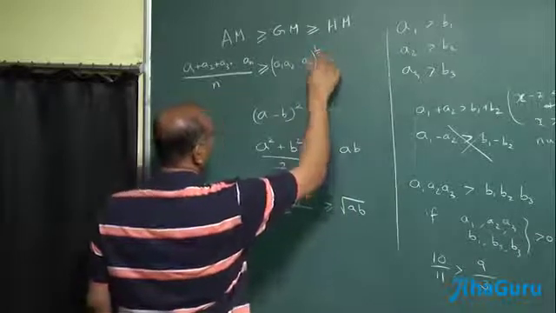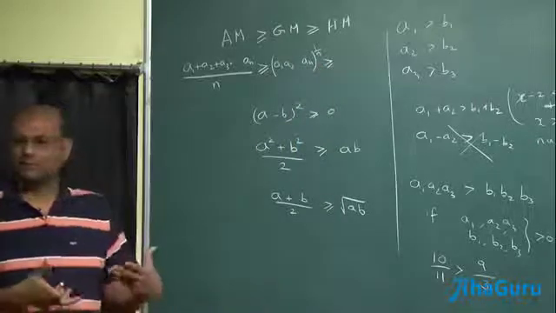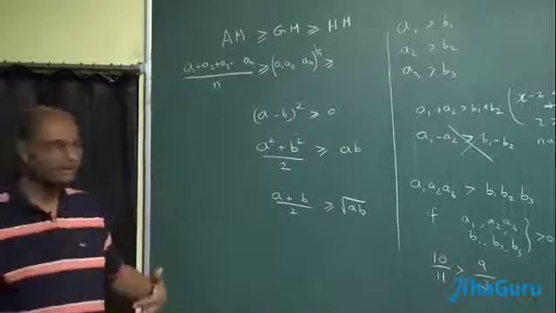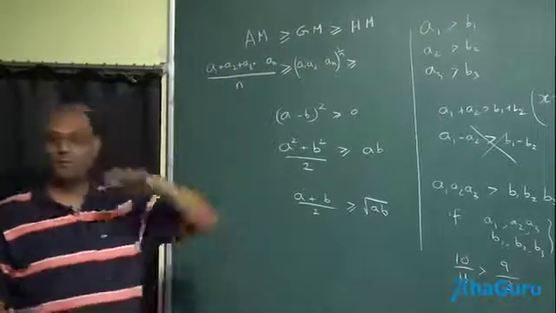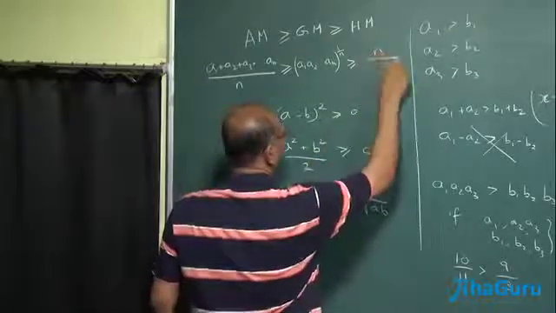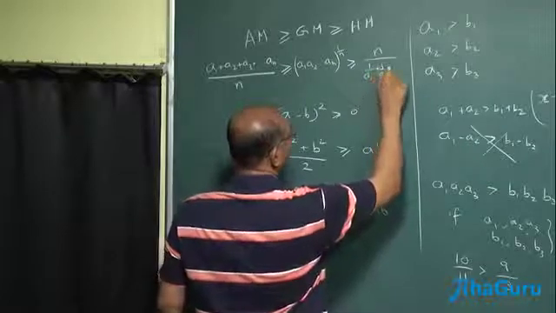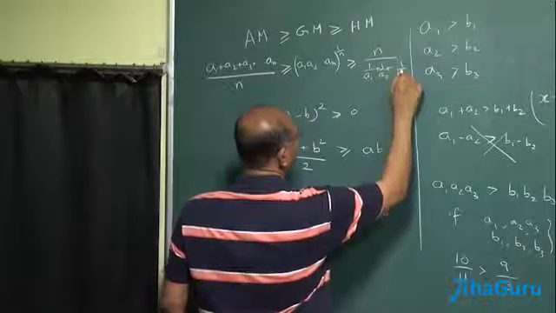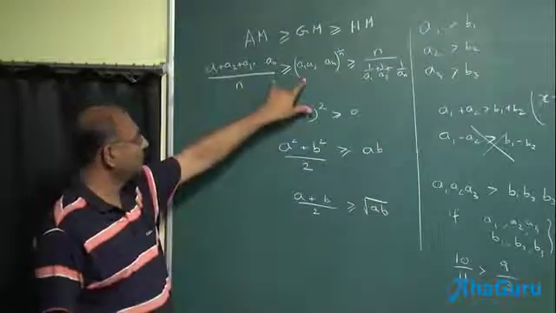And then this is greater than or equal to the harmonic mean. What is the harmonic mean? Generally, what is a harmonic progression? 1 by the AP, right? So it is like this. Instead of a1, a2, a3, you have 1 by a1, 1 by a2, 1 by a3. So therefore, this is n by (1 by a1 plus 1 by a2, up to 1 by an). Let us see how we can show this.